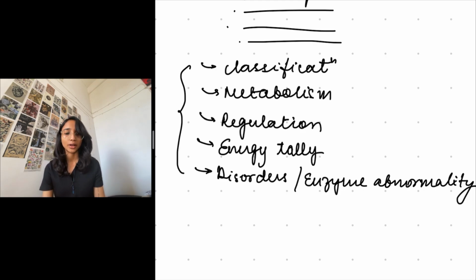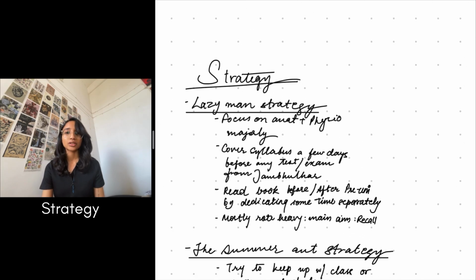or enzyme abnormality. Moving on to strategy, first of all is your lazy man strategy, because I get it. Biochemistry is not something students are very hyped up about from the beginning of the year. So you focus on anatomy and physiology majorly. Cover the syllabus a few days before the test. You can prefer Jambulkar for this.